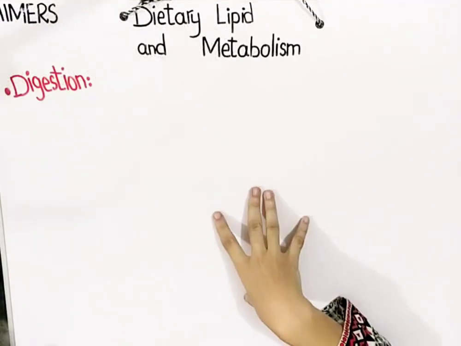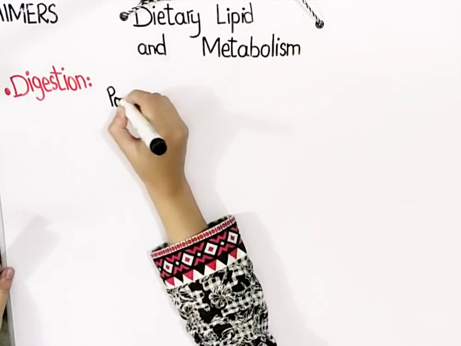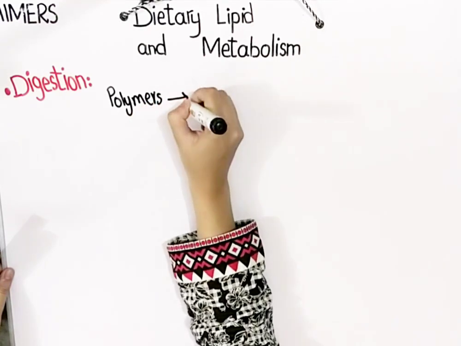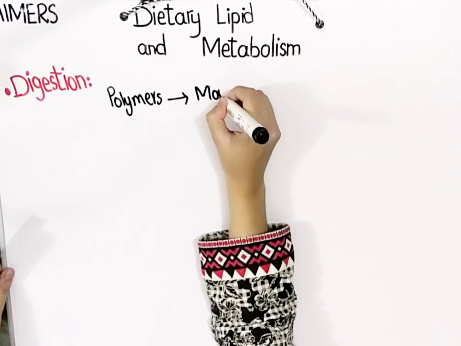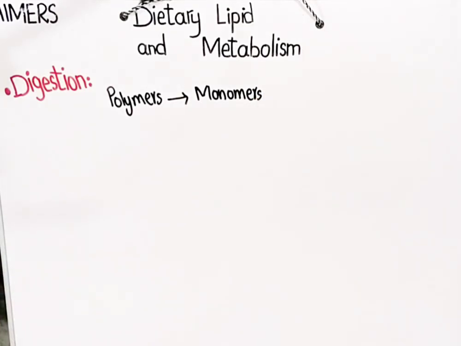Okay students, now in this video we are going to study digestion in detail. Now what is meant by digestion? Digestion simply means to convert polymers into monomers. So it is the breakdown of polymers into monomers. For example, if we have a sucrose intake, then that would be broken down into glucose and fructose. Similarly, in case of lipids, the lipids will be broken down into simpler units.